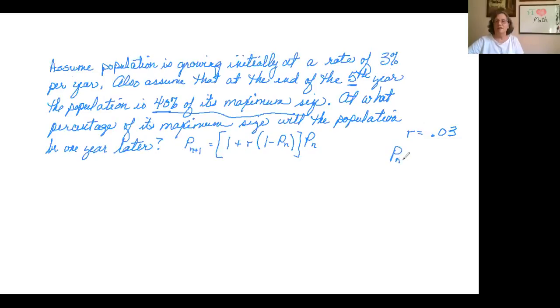So at the end of the fifth year, actually at P sub 5, technically, I can go ahead and put that in. That's where the n goes. P sub 5 just indicates the population of the fifth year. It's 40% of its maximum size. So during the fifth year, it's at 40%. And we always put percents in as a decimal.